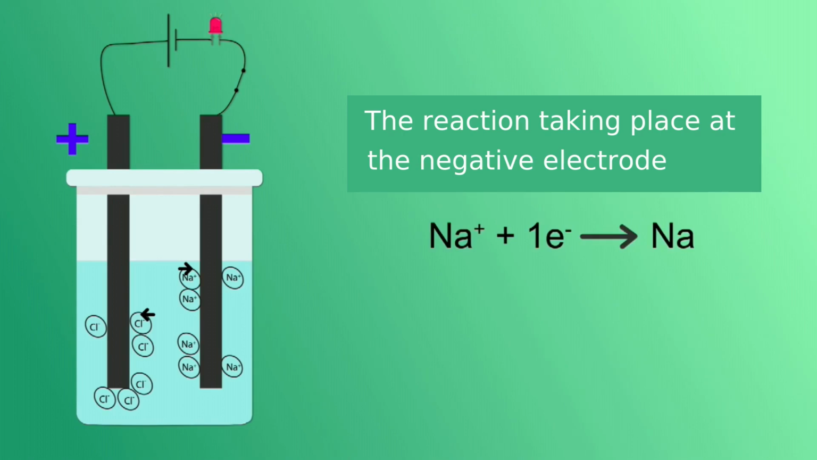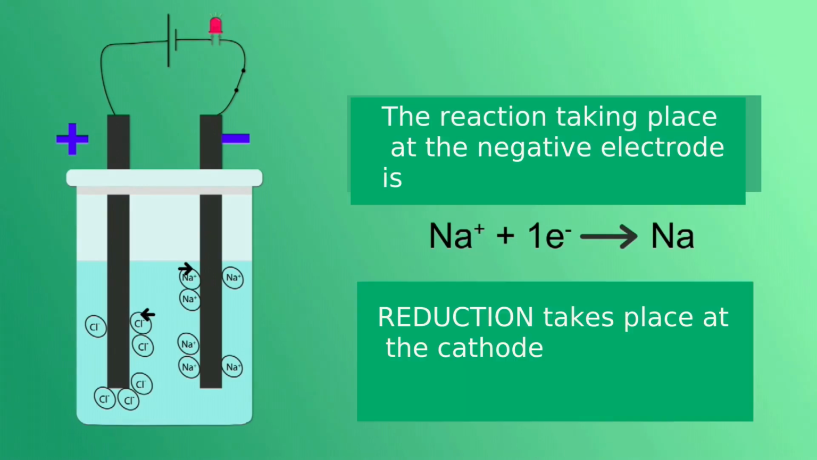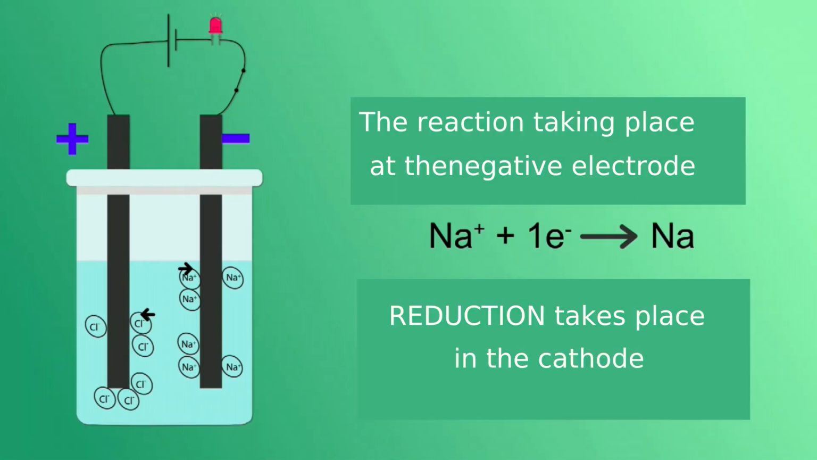Is the reaction oxidation or reduction? Now it is clear why negative electrodes are called the cathode of the electrolytic cell. Reduction takes place at the cathode.